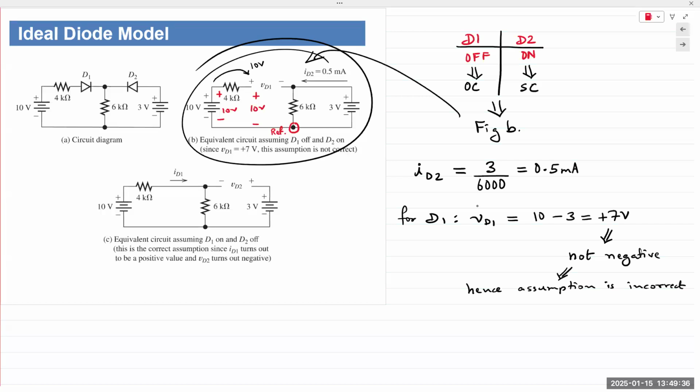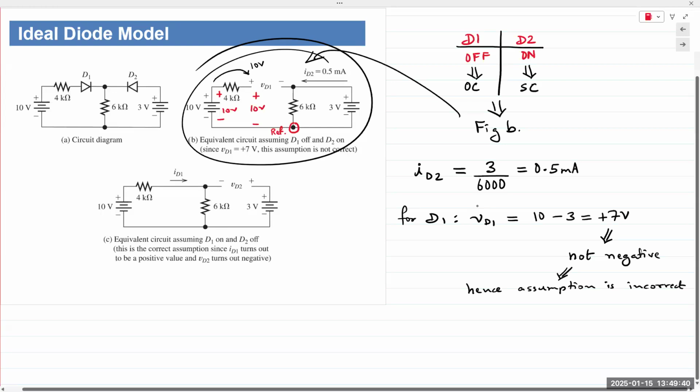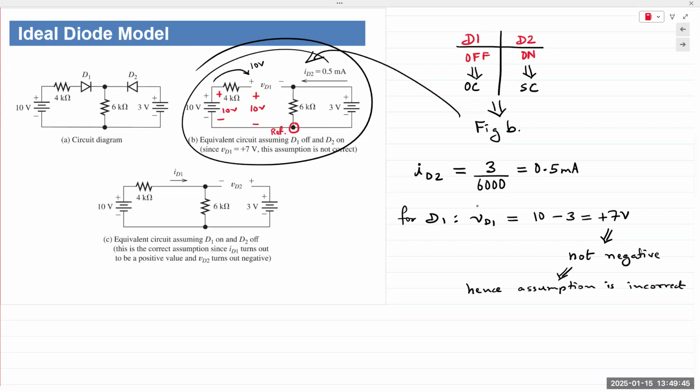The circuit analysis techniques that we apply depend on the problem. Here it was easy. It's a rather simple, straightforward circuit, so the analysis is straightforward. We did not have to apply any other equation or technique. But depending on the circuit, our techniques and approach would change. Our initial assumption was D1 is off, D2 is on. D2 was proven to be on, D1 incorrect.